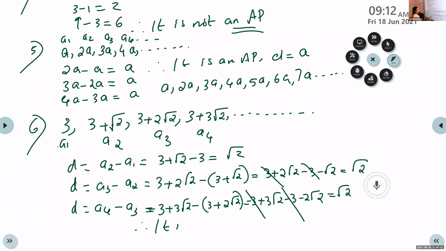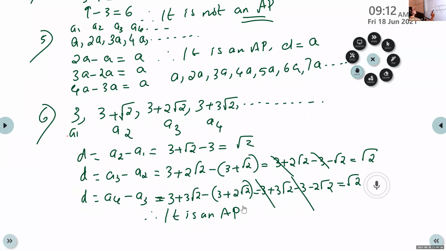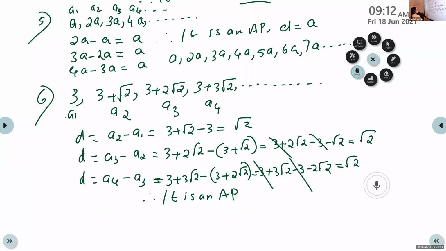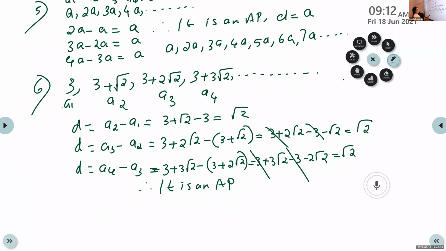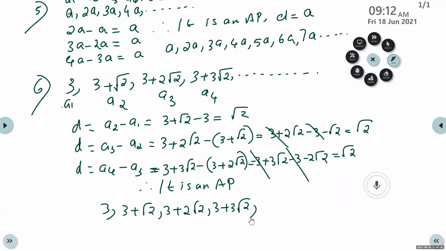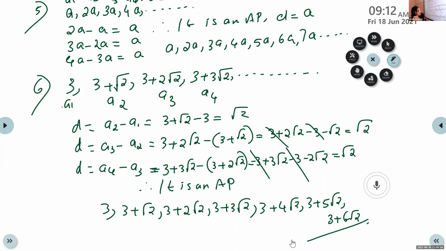Therefore, it is an AP. The next three terms are just add root 2. So, it will be 3 plus root 2, 3 plus 2 root 2, 3 plus 3 root 2. The next term will be what? 3 plus 4 root 2, 3 plus 5 root 2, 3 plus 6 root 2.